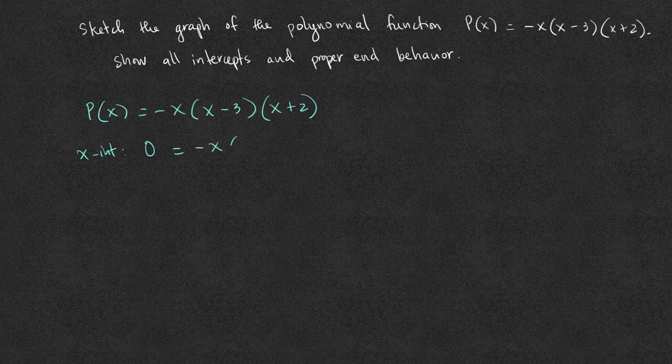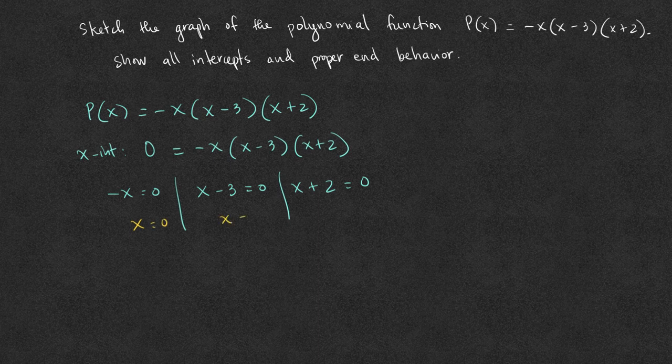0 = -x(x - 3)(x + 2). This is the zero product property, so each of the factors needs to be 0. -x = 0, x - 3 = 0, and x + 2 = 0. We end up with x = 0, x = 3, and x = -2.